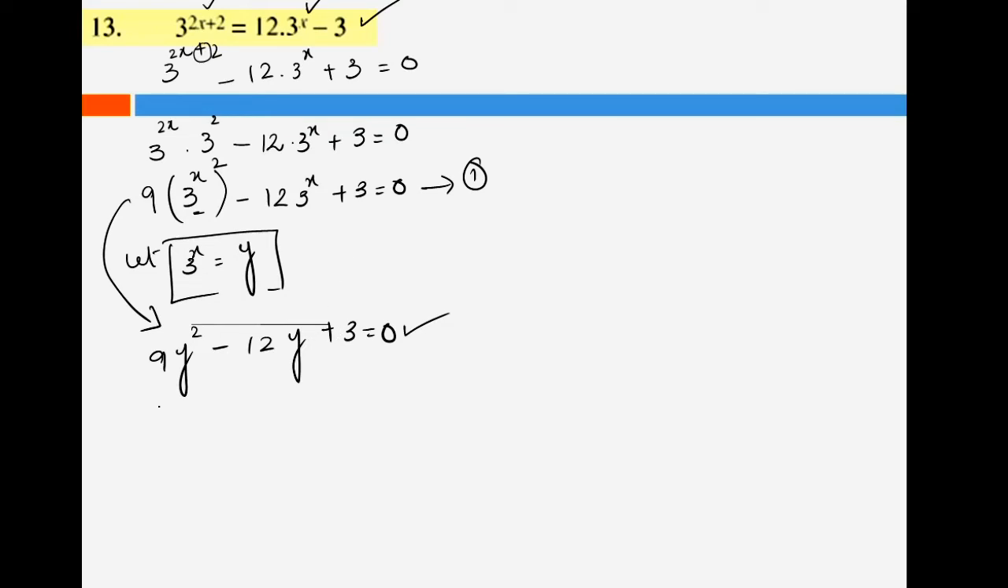Now I am using the middle term break method to solve this quadratic equation. After multiplication, 9 3s are 27 I will have. I have to find two numbers whose product is 27 and whose sum is minus 12. So these two numbers are minus 9 and minus 3: 9 3s are 27 and minus 9 plus minus 3 is equal to minus 12.